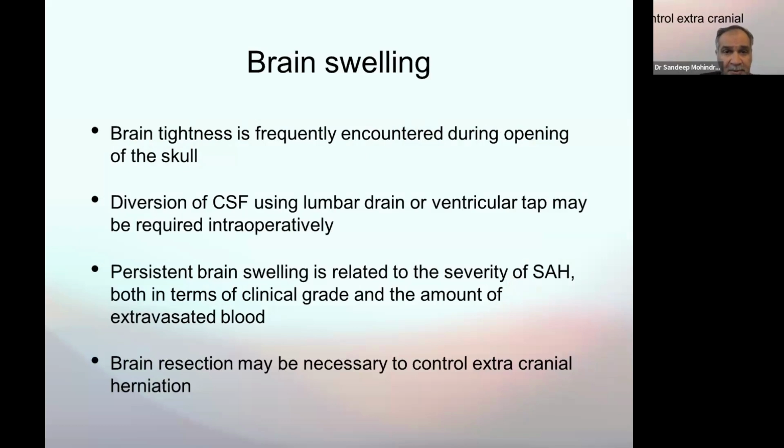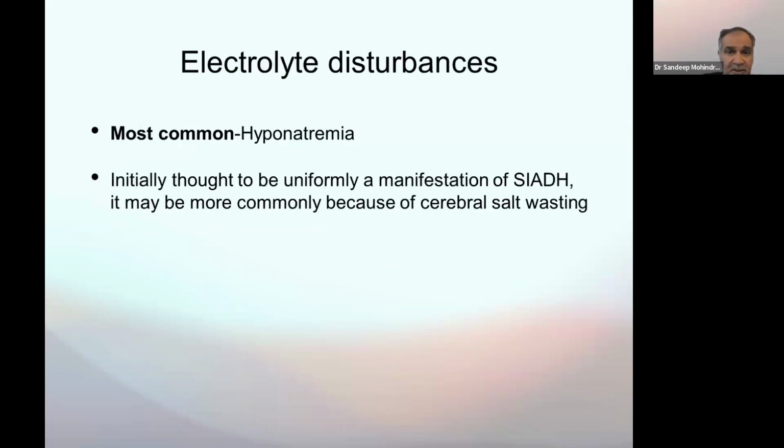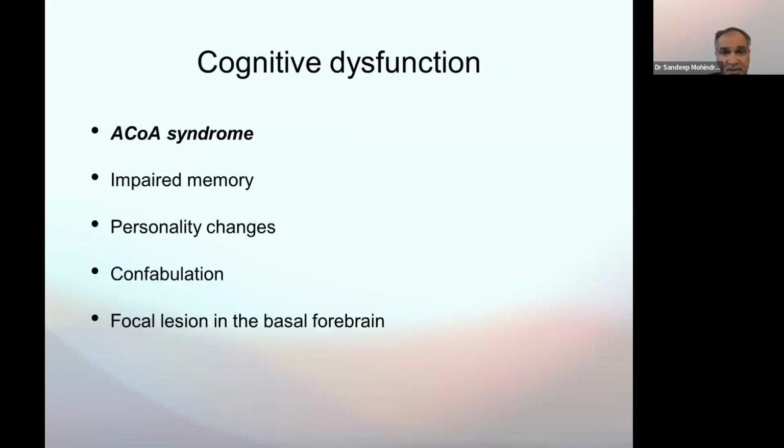So brain swelling. Brain tightness is frequently encountered during opening of the skull. Diversion of CSF using a lumbar drain or ventricular tap may be required intraoperatively. Persistent brain swelling is related to the severity of SAH, both in terms of clinical grade and amount of extravasated blood. Brain resection may be necessary to control extracranial herniation at times if there is an intraoperative rupture just after the opening of the dura. Electrolyte disturbances may be one of the reasons behind the brain swelling, and the most common factor is hyponatremia. Initially thought to be uniformly manifested as SIADH, it may more commonly be because of cerebral salt wasting.